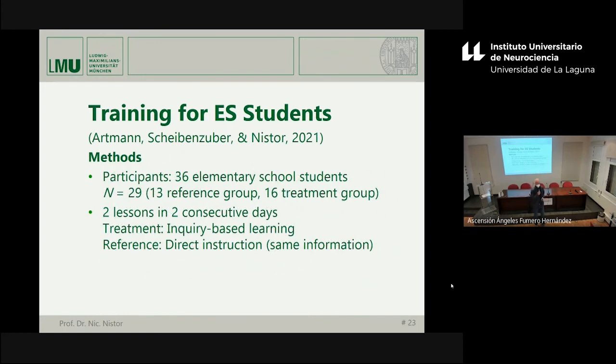And we had, again, a relatively small participant sample, but that's really difficult in schools because of ethics board, and it's the access to school children is a bit difficult. So we had 2 classes. This time we had a causal comparison. So we had 16 students in the treatment group and 13 in the reference group. And the intervention was done in 2 lessons in 2 consecutive days. The treatment was inquiry-based learning, and the reference group received the same information, but as a direct instruction, like teacher in front of the classroom and saying it's like this and like that, and do this and do that.